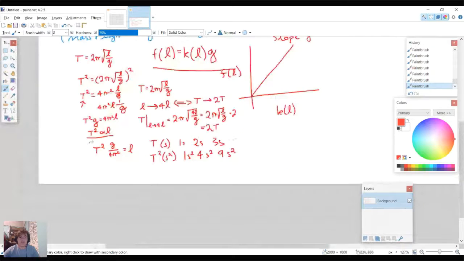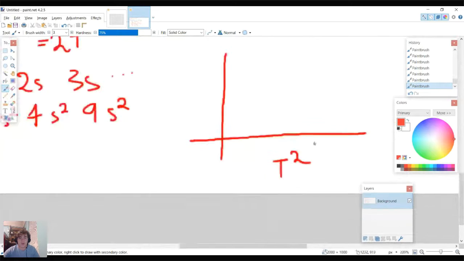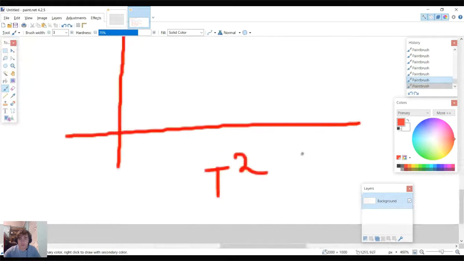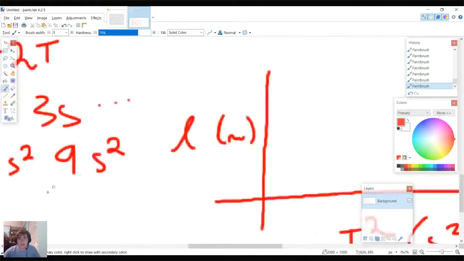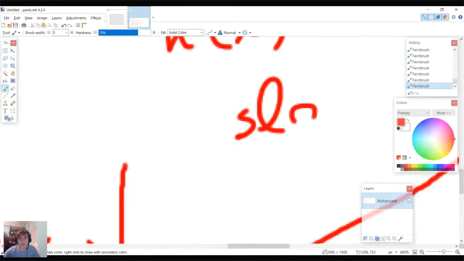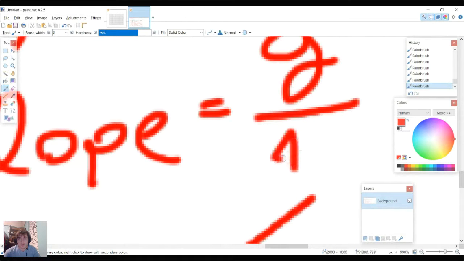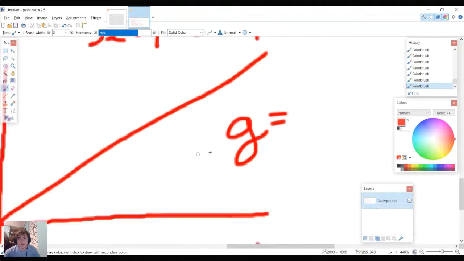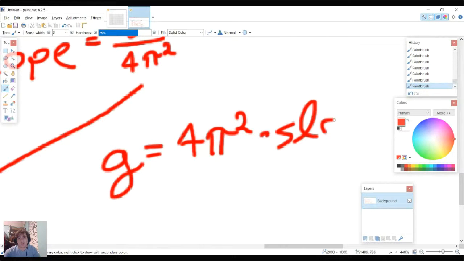So you have to square that set and then graph t squared versus L. And don't forget to label with units, like I just forgot to do. T squared is in units of seconds squared, and L will be in units of meters because it's a length. And then you would have some linear line, and the slope there would be g over 4 pi squared. So g is 4 pi squared times the slope that you get.